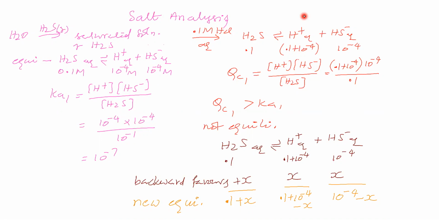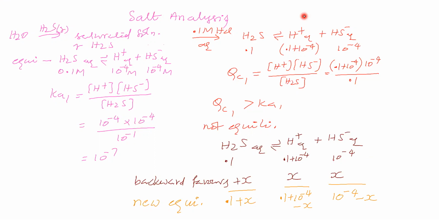See, in this solution, the HS minus concentration is this much at equilibrium. You are adding this much HCl into this saturated solution. Therefore, the equilibrium is disturbed. So the system favors the backward direction and attains a new equilibrium. In the new equilibrium, the concentration of HS minus is this much.